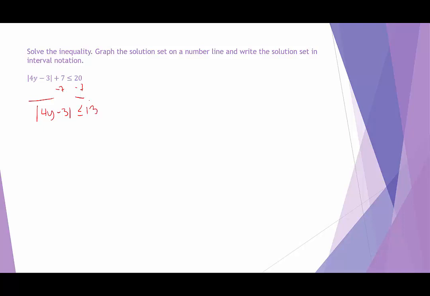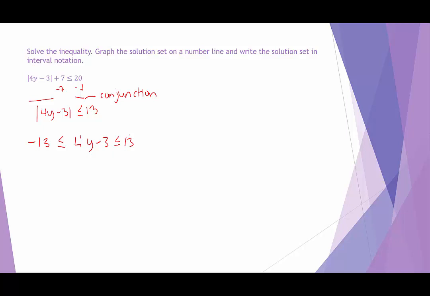Now that the absolute value is isolated and we have a less than, this indicates to me that this is a conjunction. We're dealing with one single interval of numbers with 2 real number endpoints. So we're going to have a starting point and an ending point that are both real numbers. To set this up, we can use the compound inequality. I can say negative 13 is going to be less than or equal to 4y minus 3, which is less than or equal to 13.